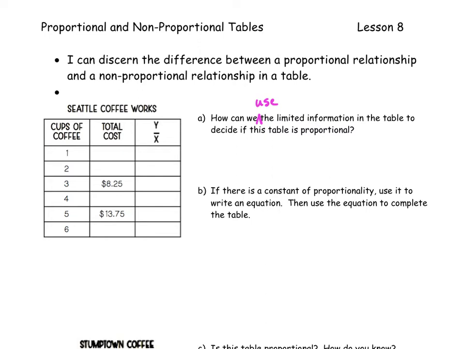So we're going to take the first y over x value at $8.25 for 3 cups of coffee. And then we're going to take $13.75 for 5 cups of coffee. So pause this, use your calculator, and see if these are indeed the same number.